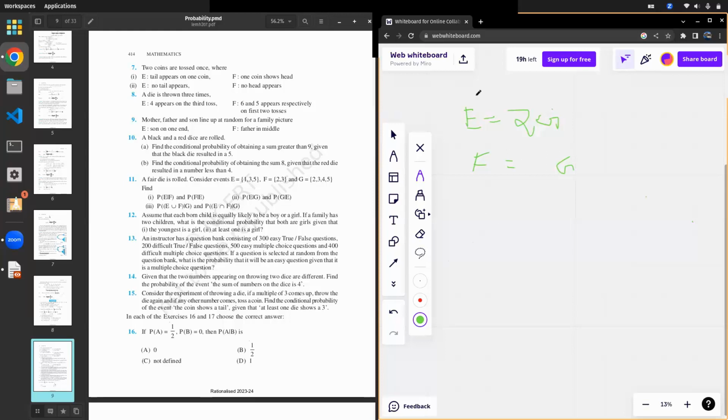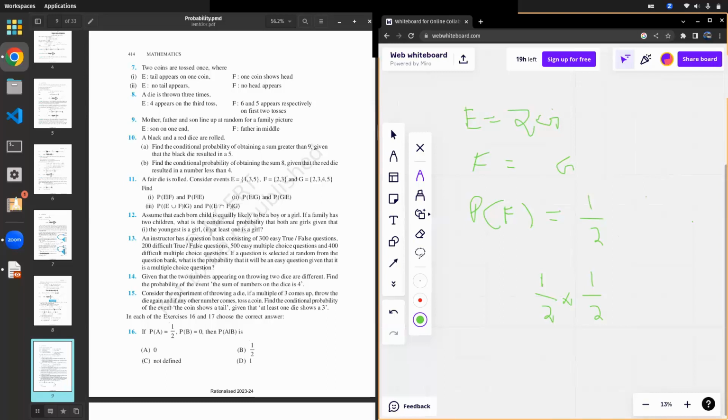Let's find the probability here. The probability of the younger child being a girl is 1 by 2, since the younger one can be a boy or a girl. And the probability that both children are girls, given that the younger child is a girl, is 1 by 2 into 1 by 2. This is the probability for both children being girls. So to find the conditional probability, it will be 1 by 4 by 1 by 2, which will be half.